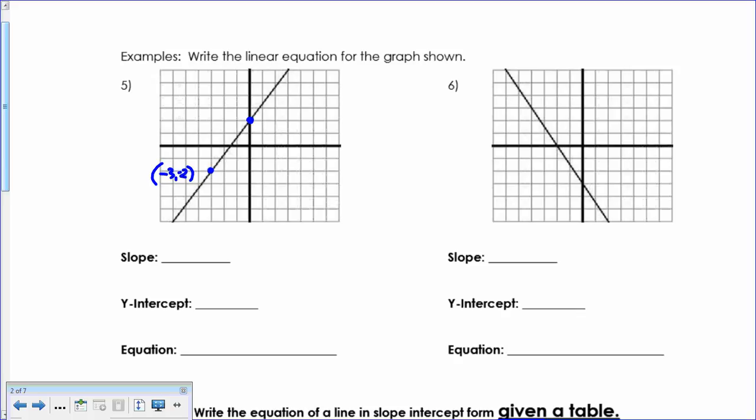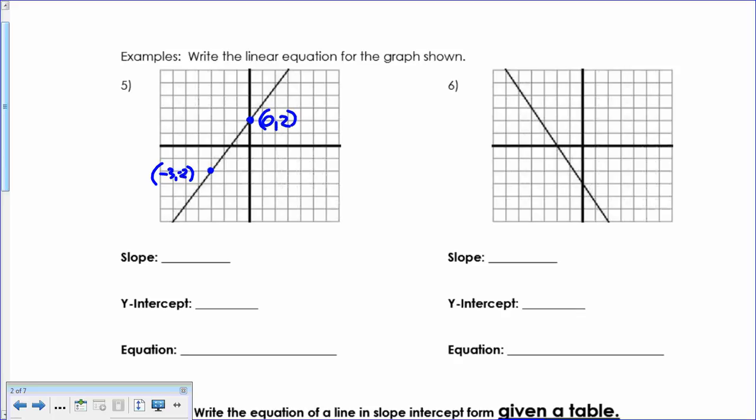2 zeros over here. If it's on the y-axis, x is always 0. So it's 0, 2. You just had it backwards. If it's on the x-axis, y is always 0. Okay? All right, so we found our 2 points.